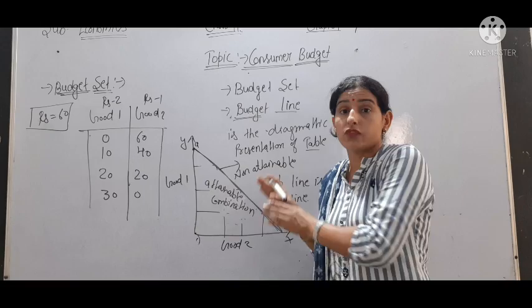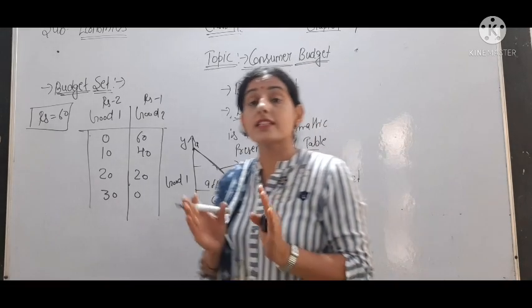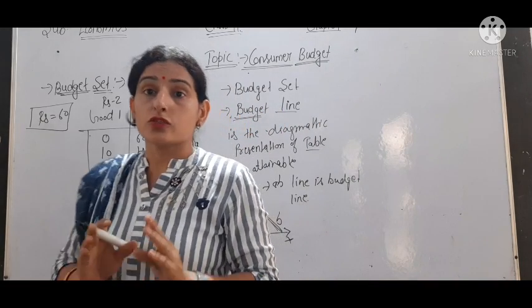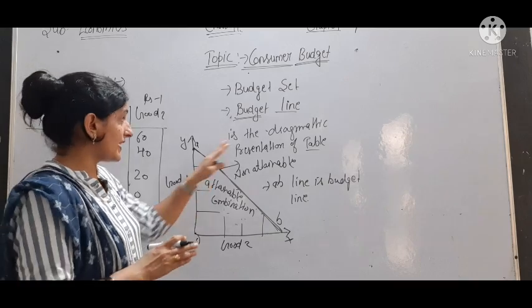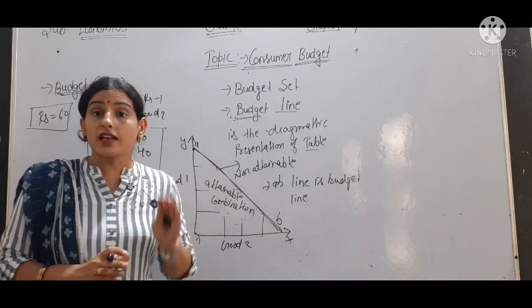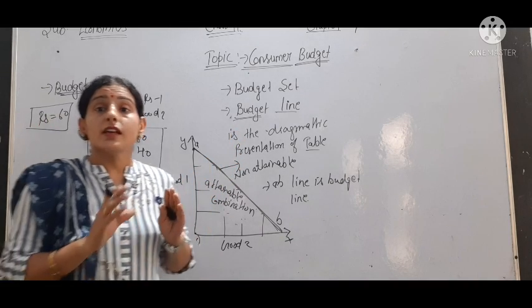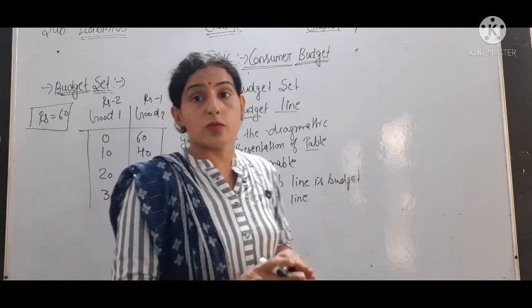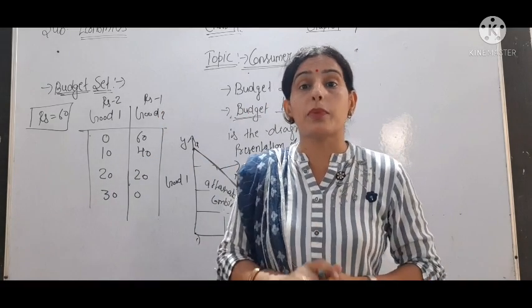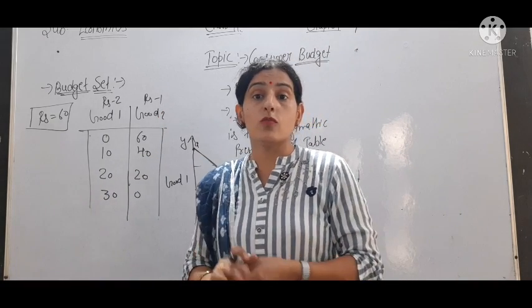Why? Because budget is the constraint, we can say the limit of the consumer, beyond which the consumer cannot purchase goods and services. Because income of the consumer is limited. That is given. So this is also called the budget set, and it is also called a constraint, because that is the limit beyond which the consumer cannot purchase or consume more goods.